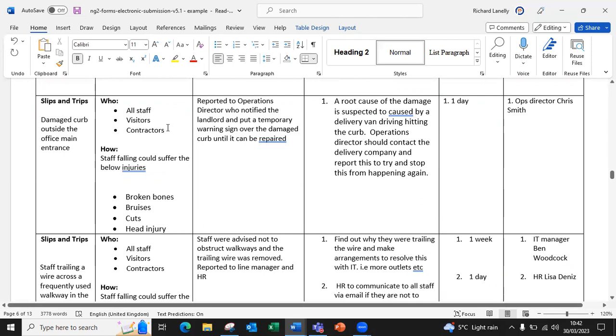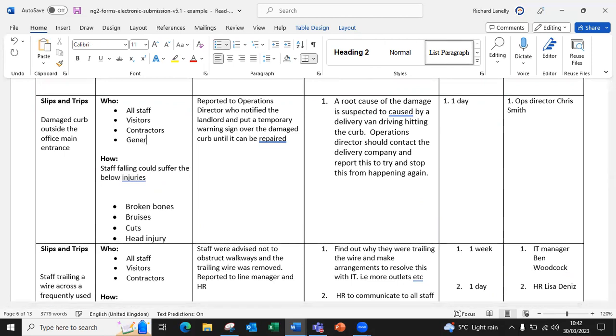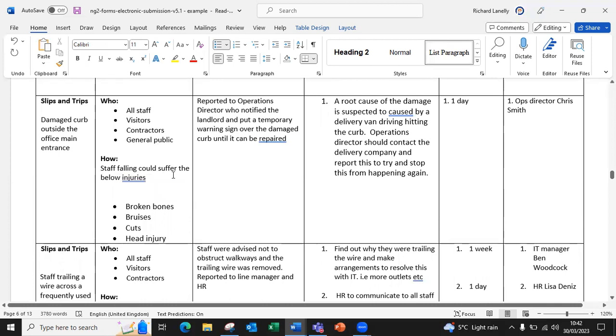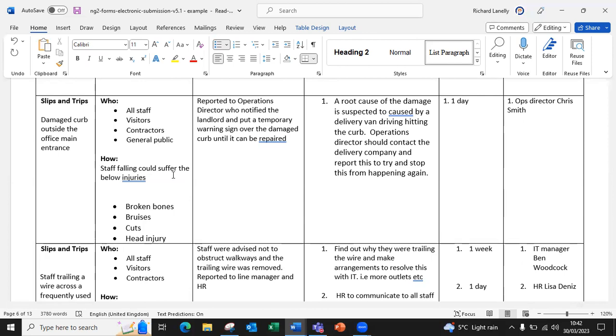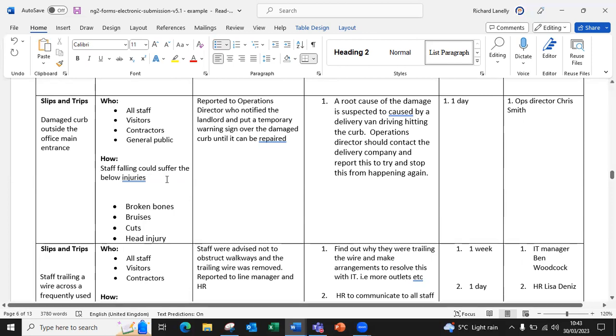All staff, visitors, and contractors. In there, you could put general public. Let's not forget about them. So how bad would that be if you had a small child fall, trip, hit their face on the floor or the head, or maybe even a pregnant woman or an old lady or an old man who'd fall and really severely hurt themselves. That's our responsibility to make sure that area near our building is safe. So that would have been us that would have been liable for that because we'd not done anything about it.